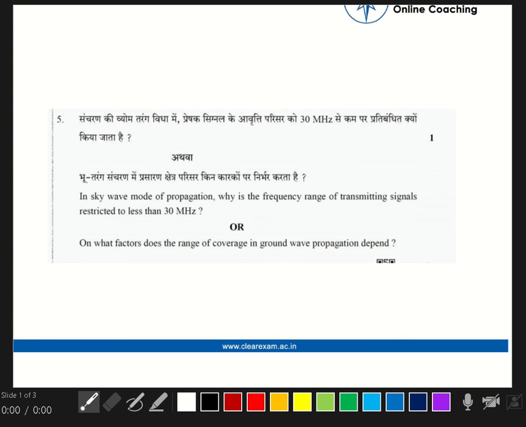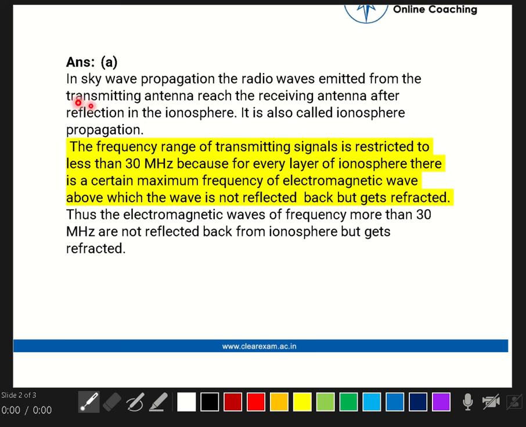Okay, this is our question. Here I also define skywave propagation for you. In skywave propagation, the radio waves emitted from the transmitting antenna reach the receiving antenna after reflection in the ionosphere, and it is also known as ionosphere propagation. And I have highlighted the answer for you.